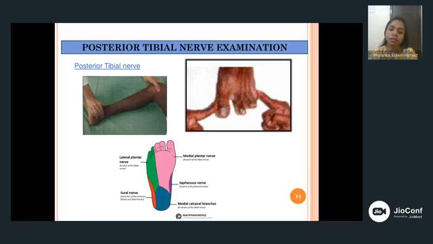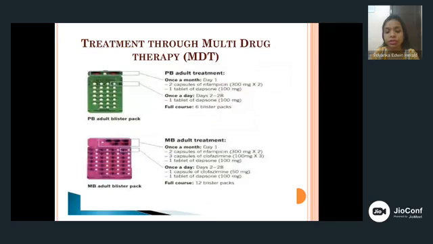So if it is affected, the sensation at the sole of the foot gets affected, which is a very common, debilitating problem in leprosy. If the patient doesn't have any sensation in the sole, there can be injury, erosion, cracks, and ulcers, which I will discuss earlier. So it is a very important nerve in leprosy. So this is all about the nerve examination.